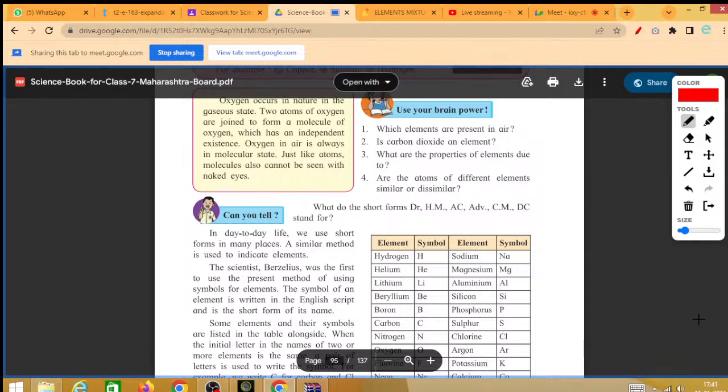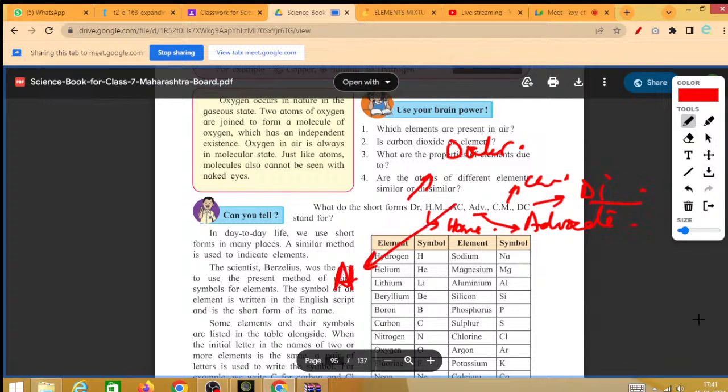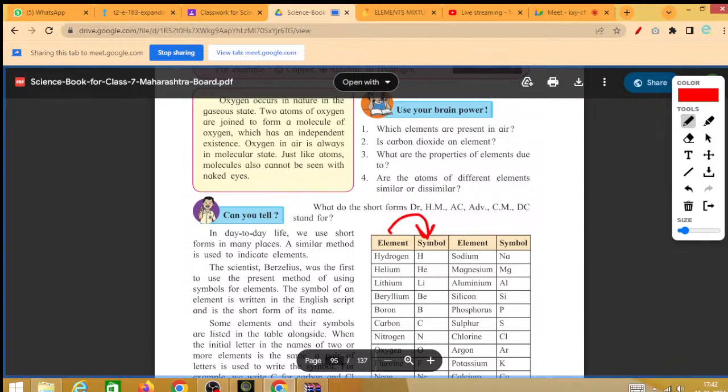So, this much we know. Yukti also said doctor. CM is chief minister. HM could be home minister. We could say ADV, advocate. DC could be district collector or direct current. AC could be alternating current or administration. So basically we are using short forms to describe some things. Similarly, elements have symbols, short forms for elements. Okay?